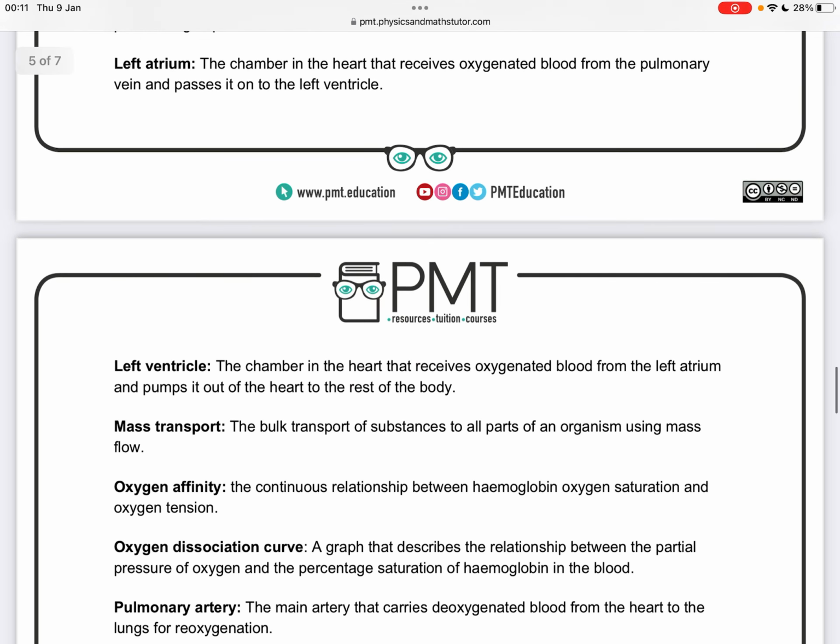Left atrium, the chamber in the heart that receives oxygenated blood from the pulmonary vein and passes it onto the left ventricle.